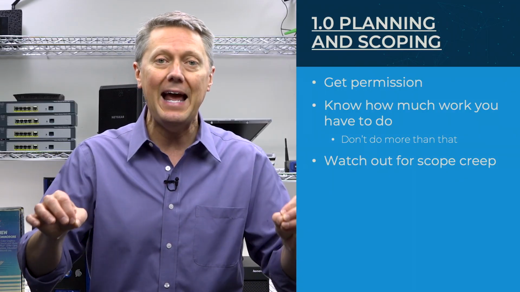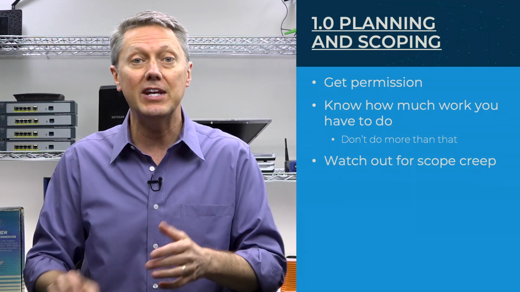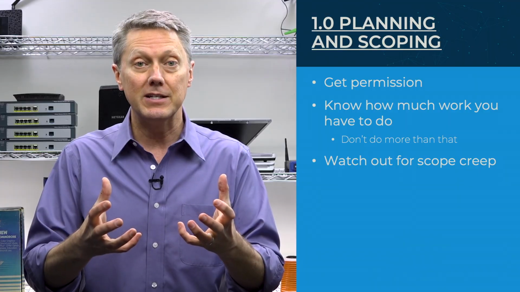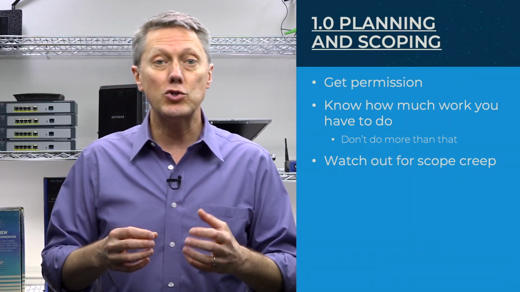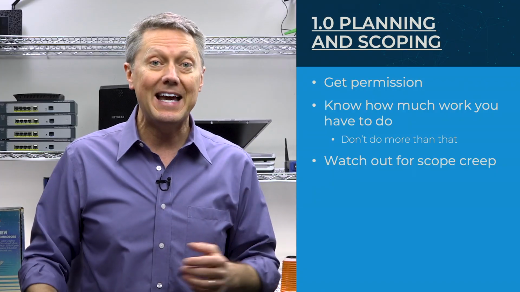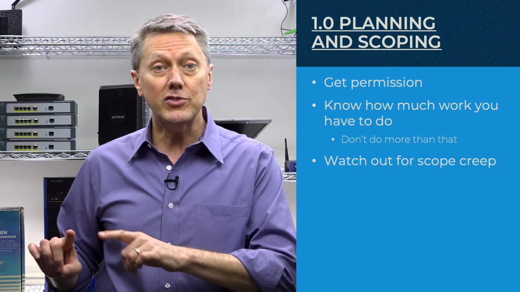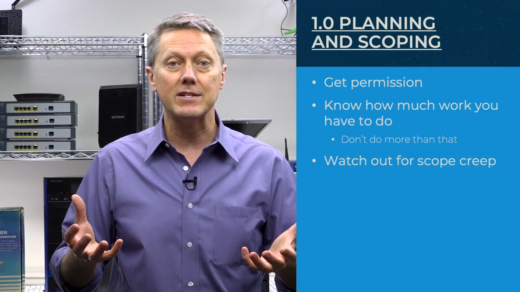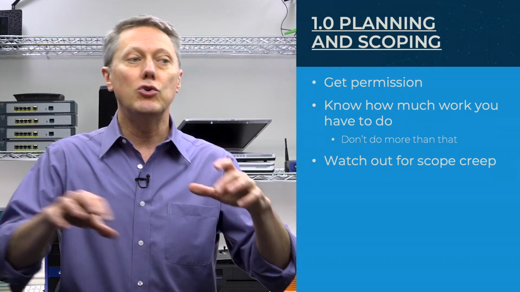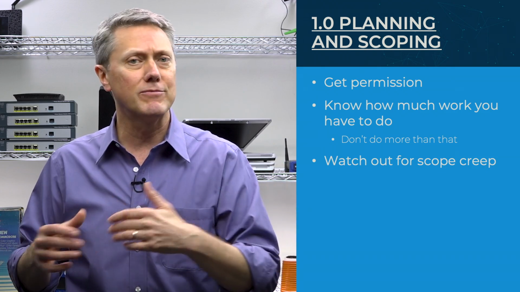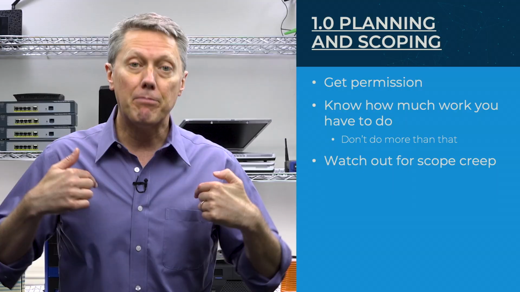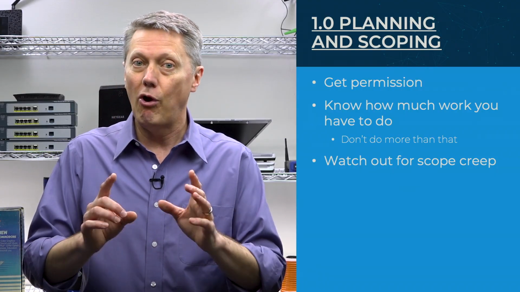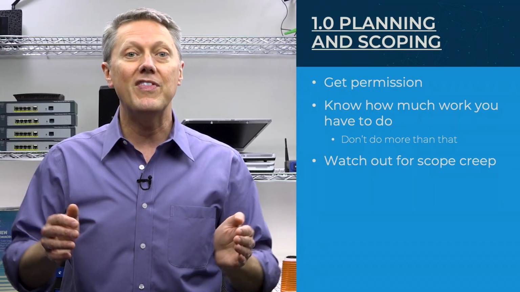So we want to plan out our activities, make sure that every activity is authorized, and we also want to scope the engagement. Scoping the engagement is knowing how much work we have to do to complete that engagement. Additionally, we also want to make sure that we don't do extra work. This is important for several reasons. Number one, we may end up doing extra work and impacting other systems we didn't intend to. But from the provider standpoint, you may end up doing extra work for free, because remember, you're only getting paid to do the work within scope.